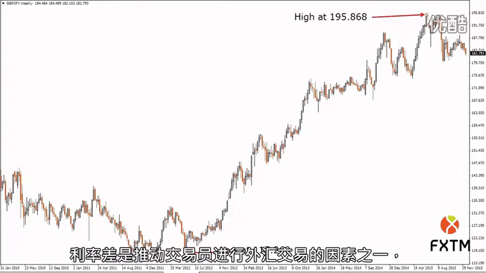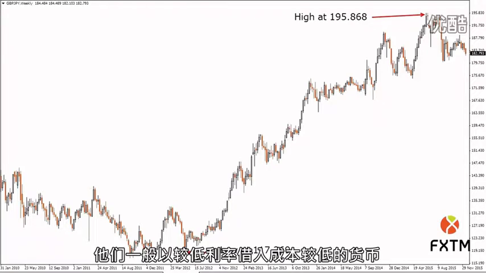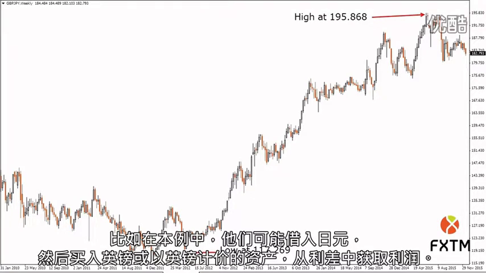So this interest rate differential is one of the things that carry traders take advantage of in the foreign exchange, where they will essentially borrow at the cheaper rate with the cheaper currency. So in this case, for instance, they may borrow the yen and they will then subsequently buy the pound or pound denominated assets as a way to profit from that interest rate differential.